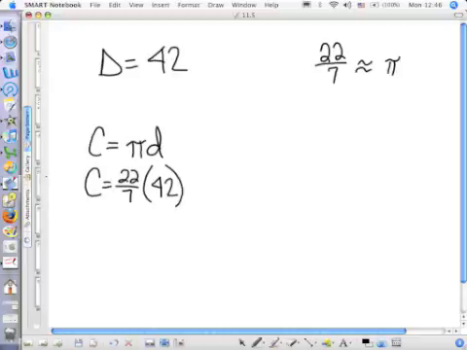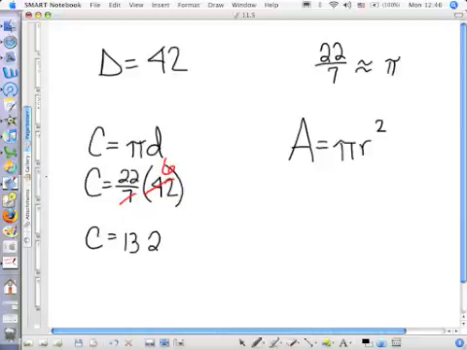Okay? So the circumference of this particular circle is 132. 22 times 6. Now the area is equal to pi times the radius squared. Again, we are using 22/7, but now we need to square the radius. Well, how do you find the radius if you know the diameter? You divide it by 2.